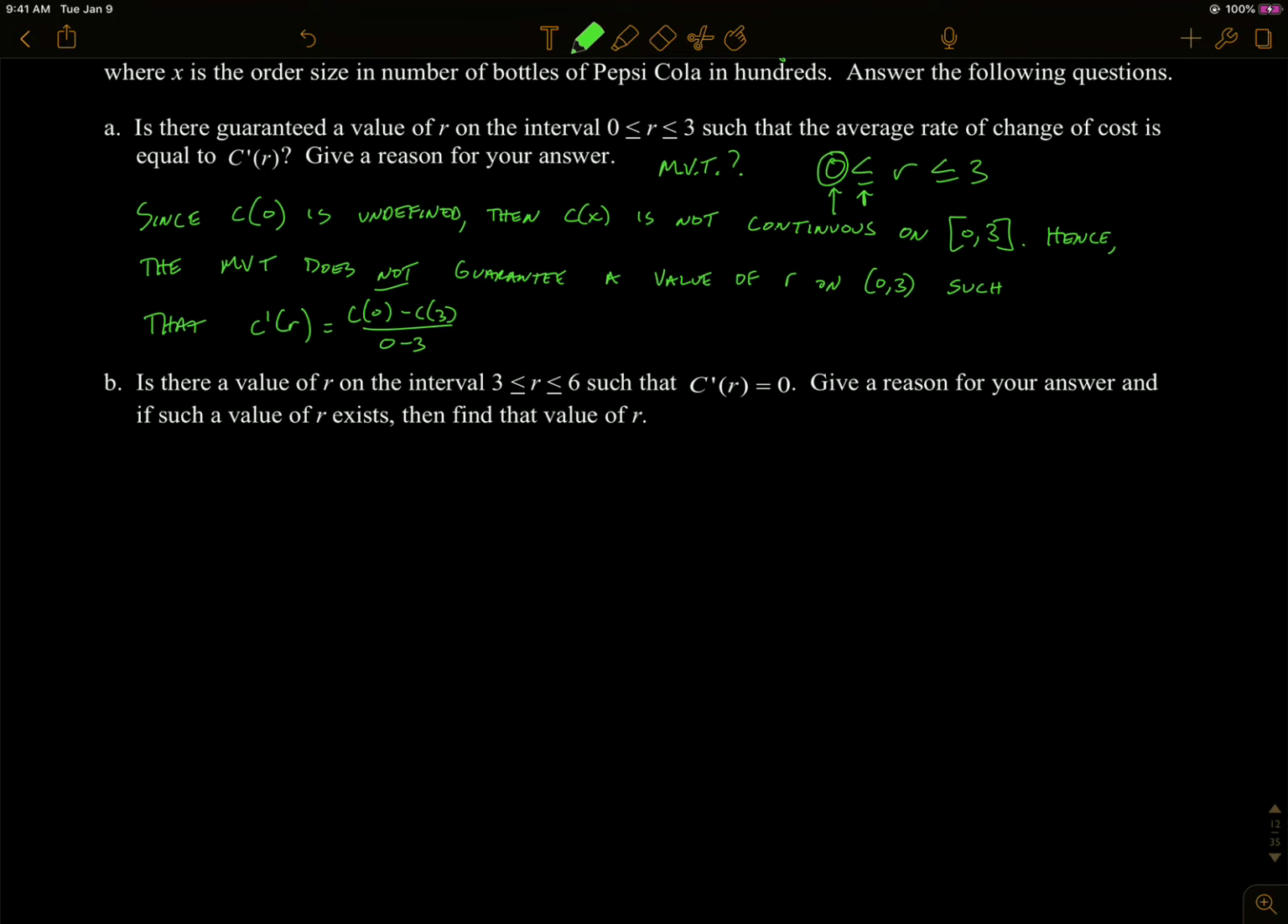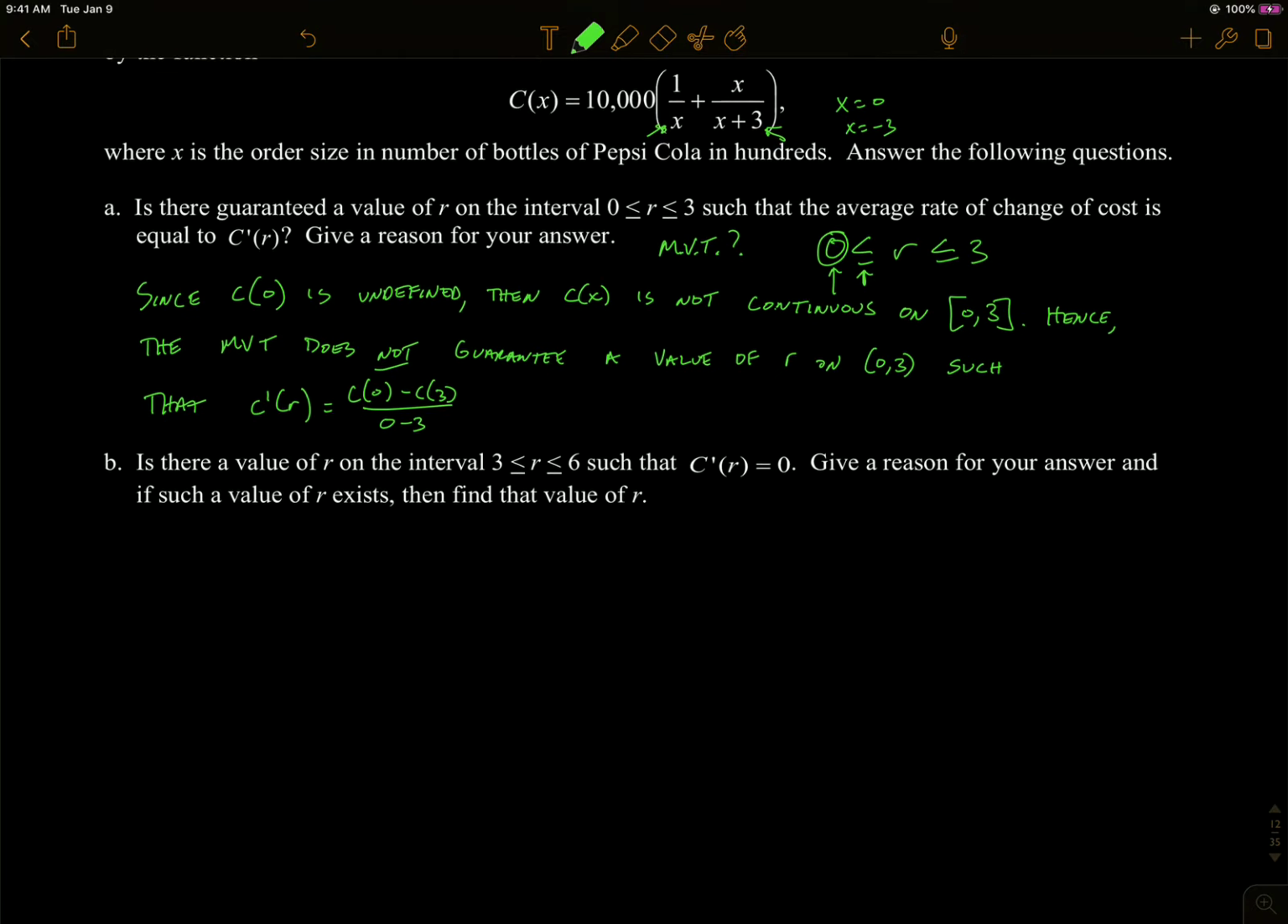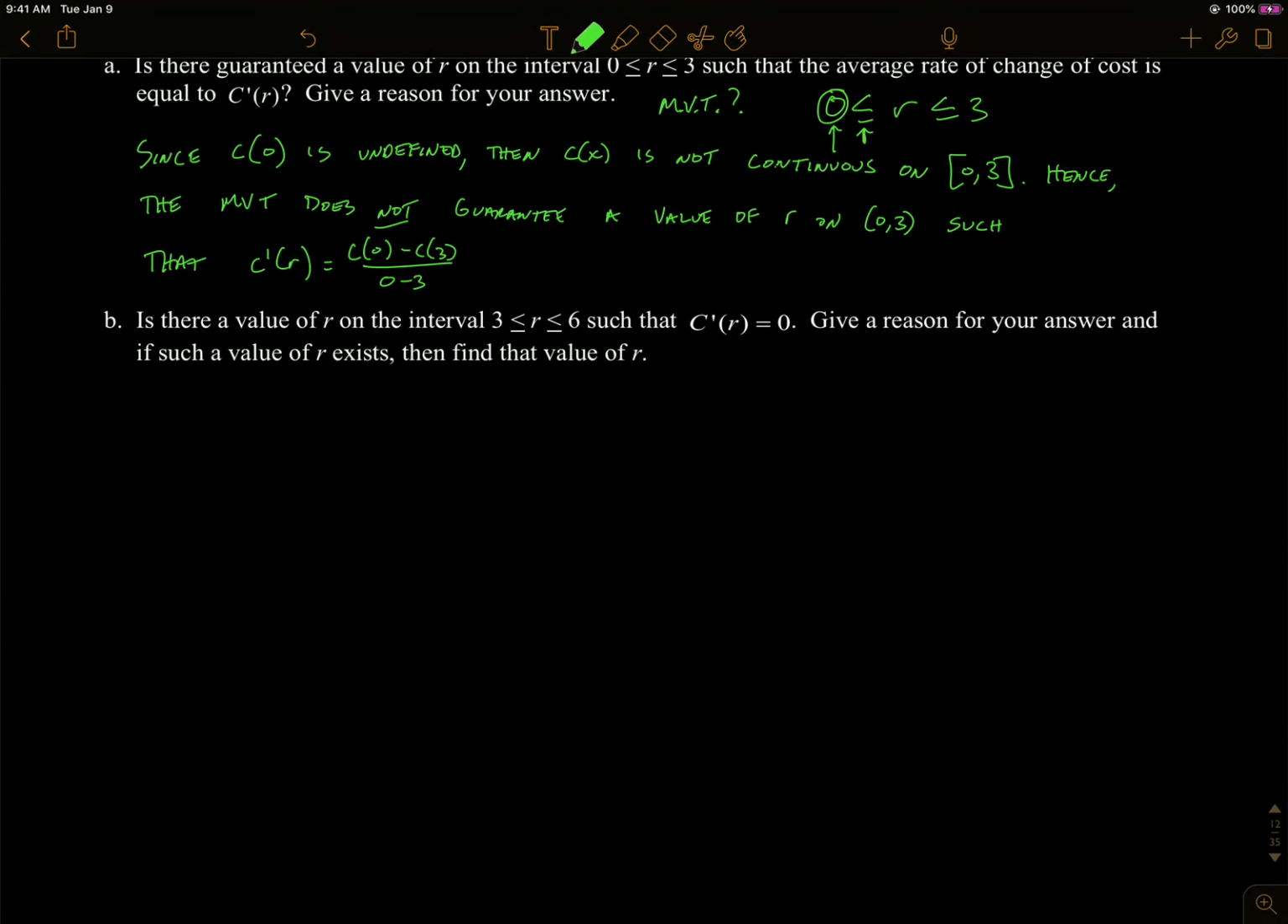Okay, so let's look at part B. Okay, so now they're changing the interval from 3 to 6 inclusive. So now our theorems should work because the only discontinuities on this graph were at 0 and negative 3, and neither of those are on this interval. So let's see what they're asking. Now they're saying, is there an r on the interval such that the derivative equals 0? So now they're asking if Rolle's theorem applies. So that means that our endpoints, like our c of 3 and our c of 6, should be equal. If they're equal heights, right, then that means their average rate of change is 0. So then there must be an instantaneous rate of change of 0 somewhere on the interval.